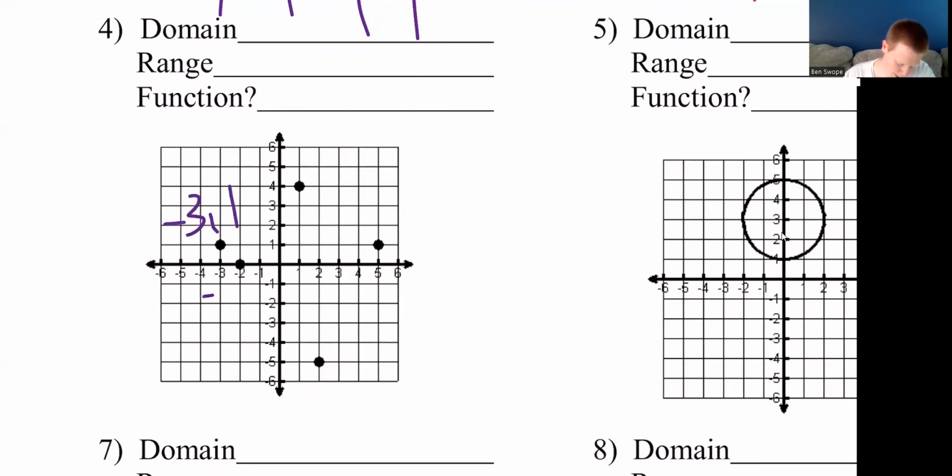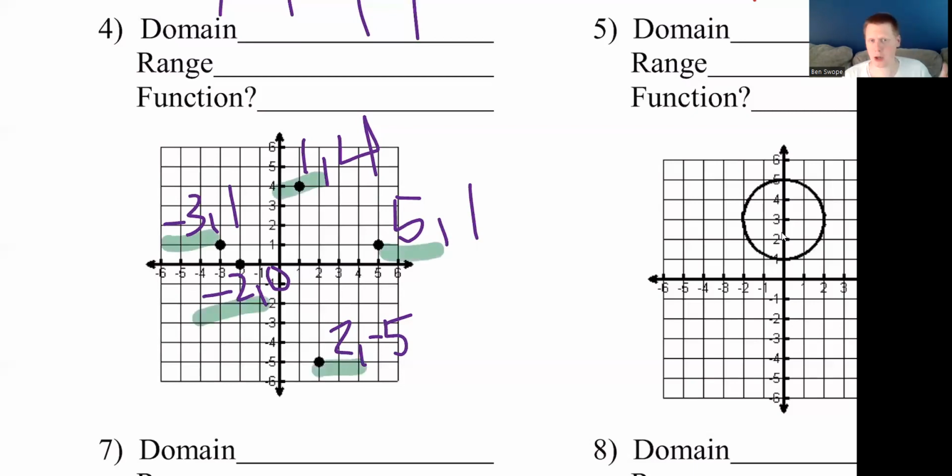So that's (negative 3, 1). That's (negative 2, 0). That's (2, negative 5). This point up here is (5, 1). This point here is (1, 4). And I didn't miss any. So, we'll do the domain first. The domain is going to be the x values. I typically go from small to big, so left to right. Technically, it doesn't matter. Some teachers are pickier, but as long as you have the set of the right numbers, you're good. But we'd have negative 3, negative 2, 1, positive 2, positive 5.